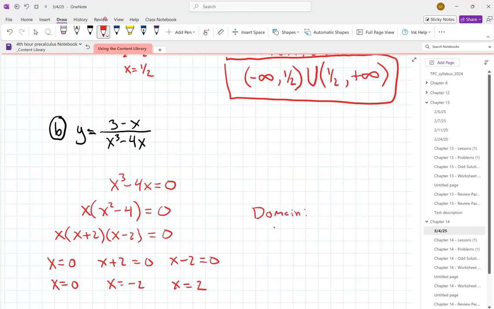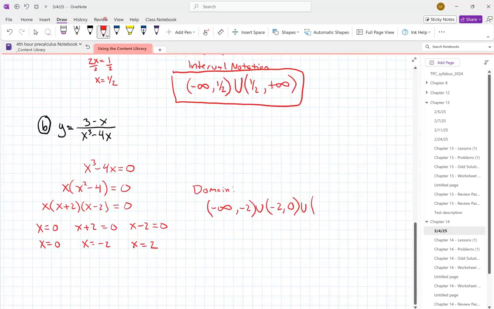So now let's write our domain. I know my domain is everything except the numbers 0, -2, and +2. Everything has to start at -infinity. Which of these three values is the first hole in my domain? -2. Why -2? It's the smallest number. It's the first one you'd encounter starting at -infinity. Okay, and then we're going to go from -2. What's the next hole? 0. So -2 to 0. And then we'll go from 0 to the next hole, which is 2. And then we'll go from 2 to everything else because we're out of holes now.